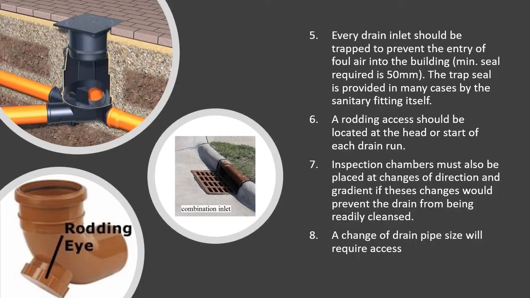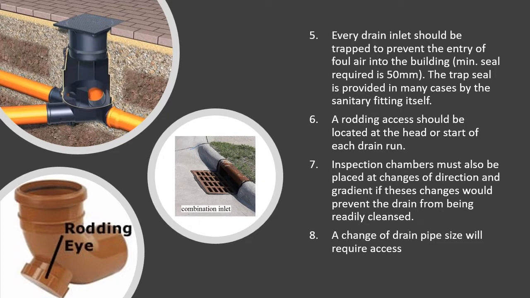Every drain inlet should be trapped to prevent the entry of foul air into the building, with the minimum seal required is 50 mm. The trap seal is provided in many cases by the sanitary fitting itself. A rodding access should be located at the head start of each drain run. This is to allow access into the drain untuk inspection ataupun untuk cleaning.